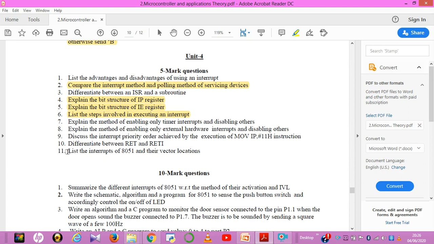Next, list the interrupts of 8051 and their vector locations. I have given the table of all interrupts and their corresponding locations in 8051. You have to write both. Next, I told how to disable the interrupts, how to enable the interrupts, how to disable particular interrupts, and how to enable all the remaining interrupts except the disabled interrupts. These are all things I have told in the classes.